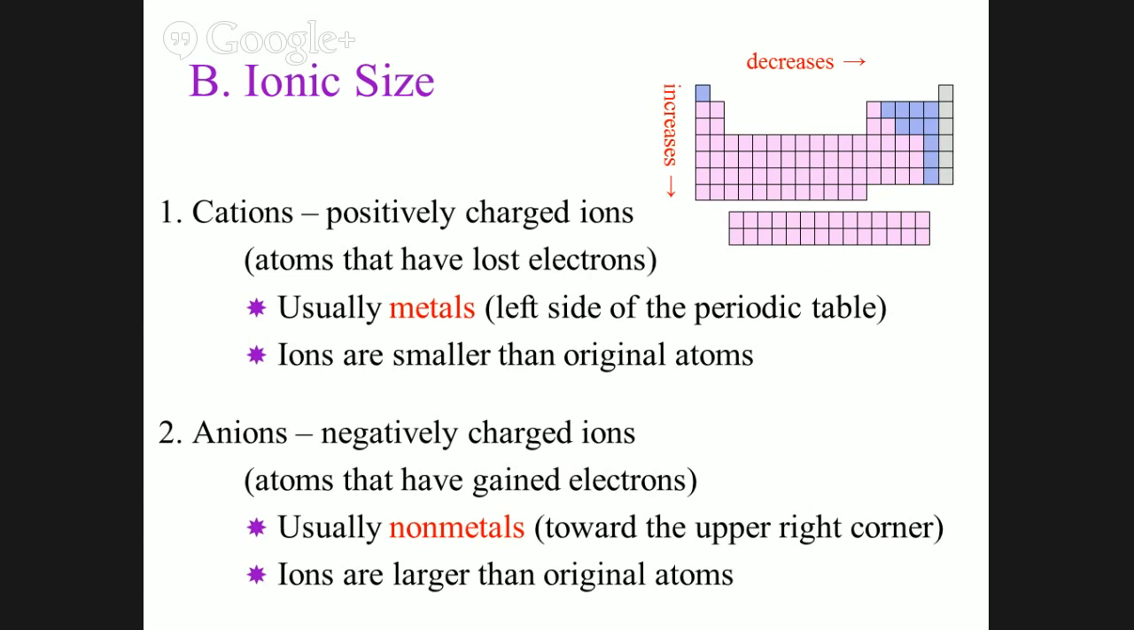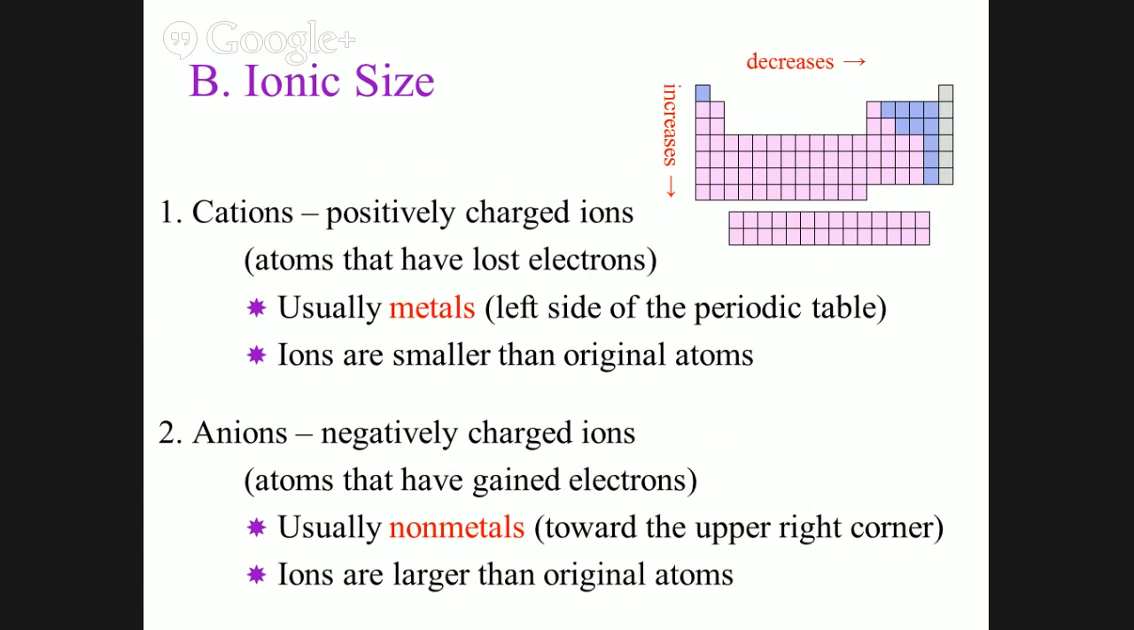First off, remember we have two kinds of ions. We have the positively charged ions called cations, and we have the negatively charged ions called anions. The cations, positive, have lost electrons. These are usually the metals. So these are, for the most part, the ones on the left side of the periodic table. The anions, the negatively charged ones, those are atoms that have gained electrons. These are usually the nonmetals, more in the upper right corner.